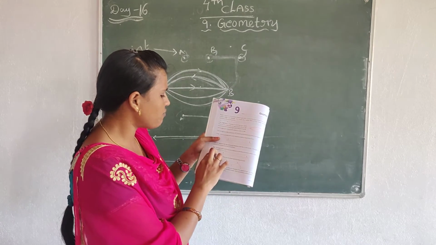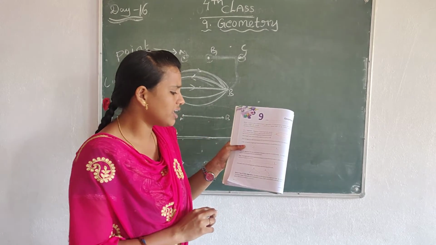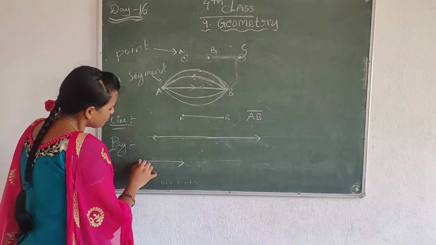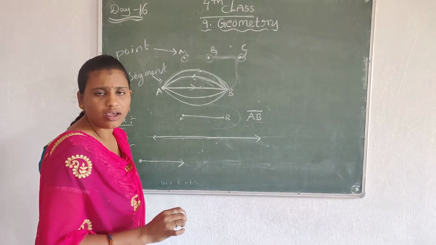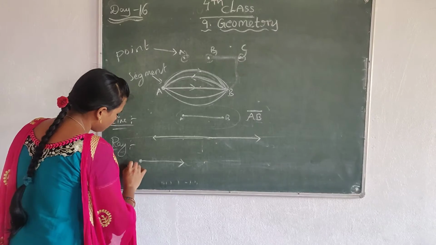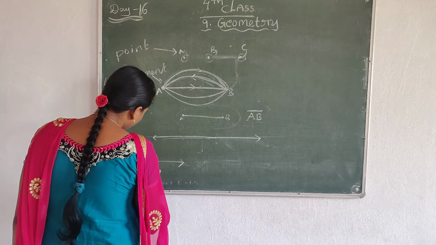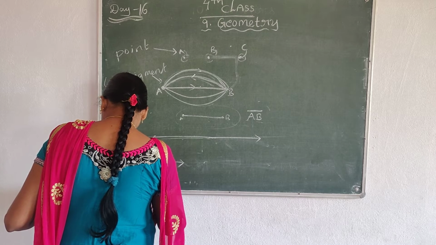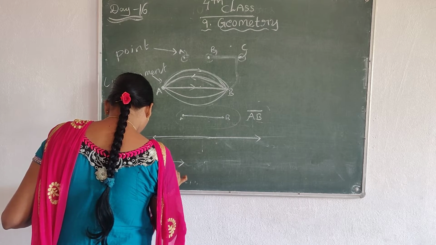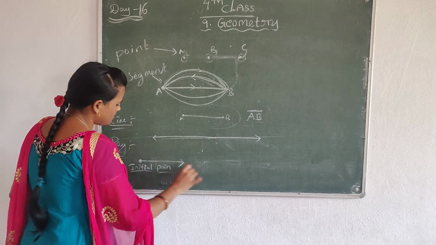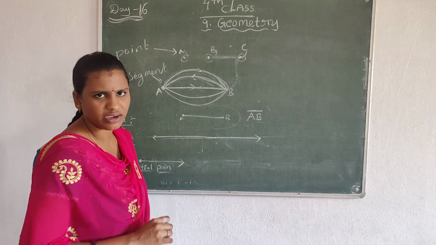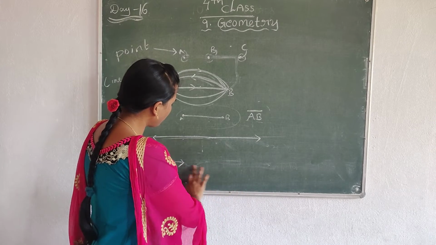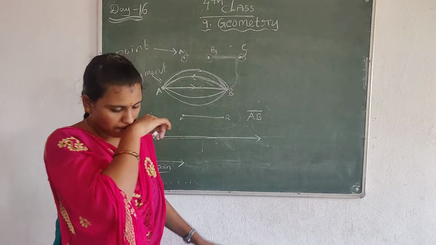It has only one endpoint, called the initial point. This point is called the initial point. This is the other path, and we can extend this path.